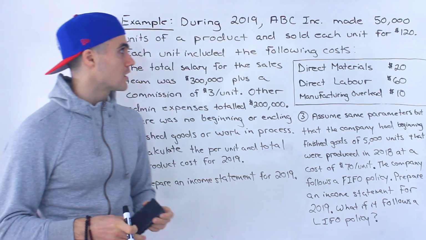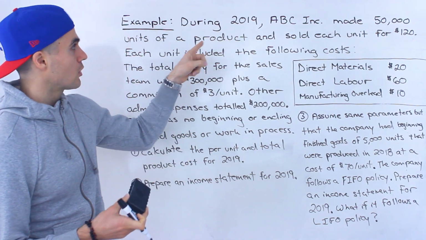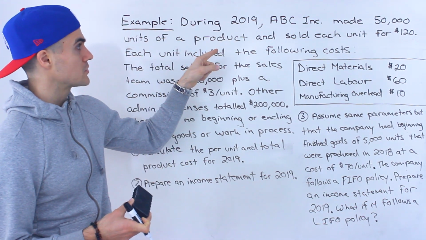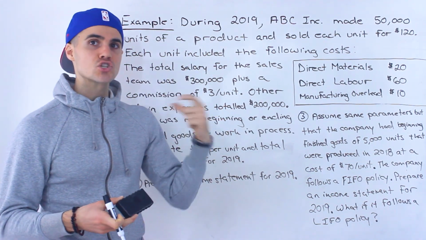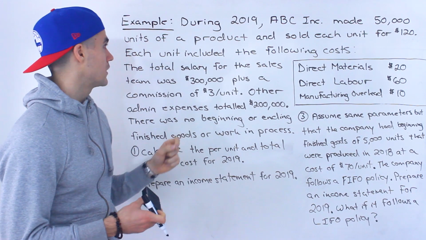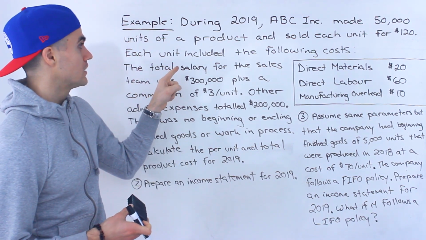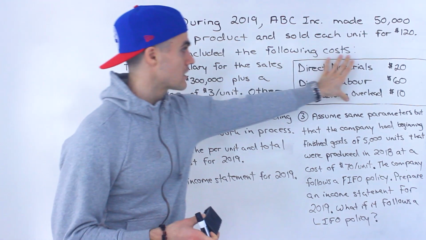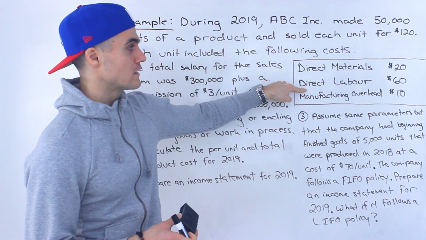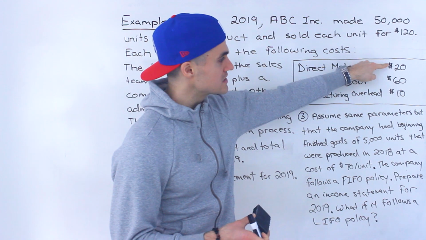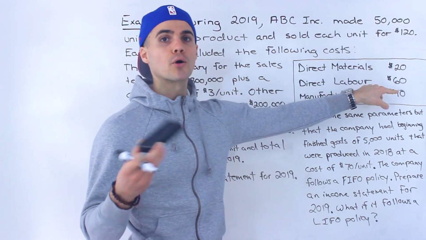What we're dealing with here is a company, ABC Incorporated, and during 2009, we're told that they made 50,000 units of a product and then sold each unit for $120. Each unit included the following costs: direct materials, direct labor, and manufacturing overhead. The figures here are given on a per unit basis.